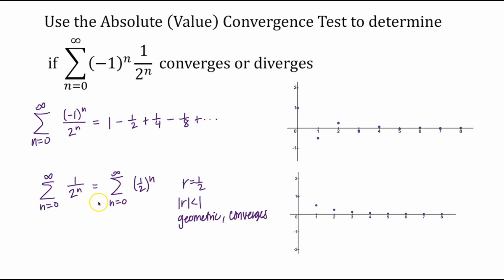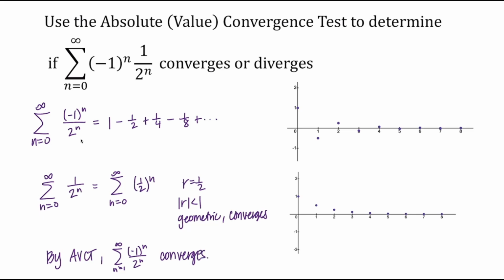Well, we basically made it bigger and it converges, so that means that the original series that had alternating terms, right, that had adding and subtracting, that's also going to converge. So we can say by the absolute value convergence test, the original sum, negative 1 to the n over 2 to the n, converges.